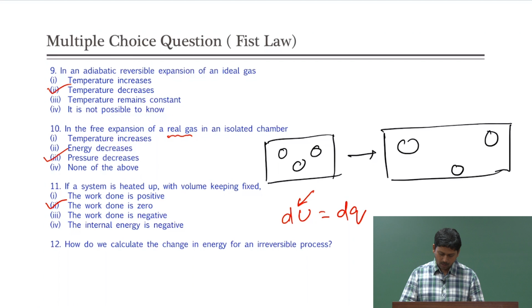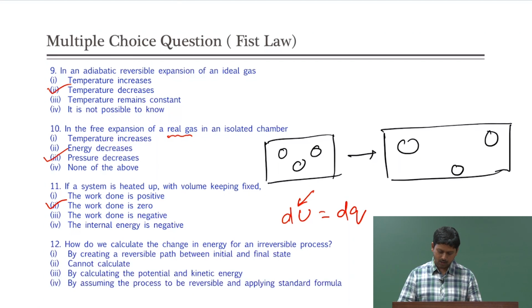12th question: how do we calculate the change in energy for an irreversible process? By calculating a reversible path between the initial and final state, cannot calculate, by calculating the potential and kinetic energy, or by assuming the process to be reversible and applying the standard formula.